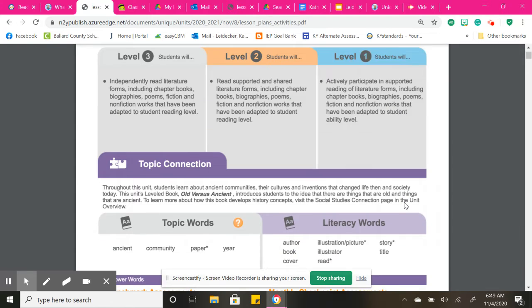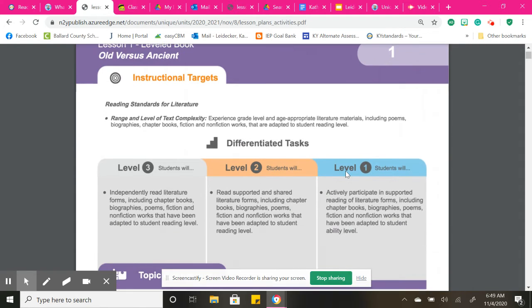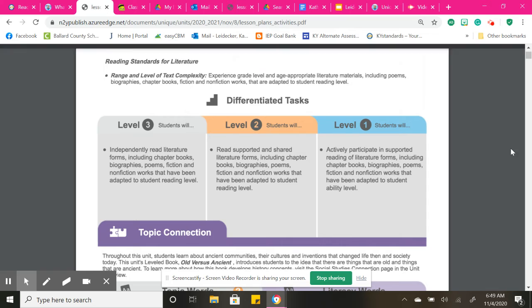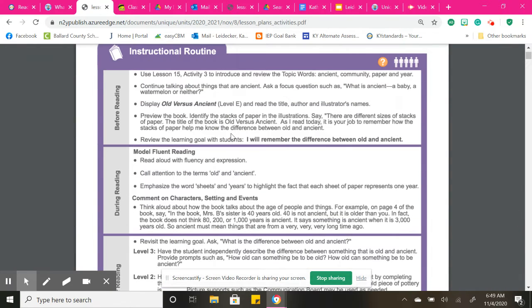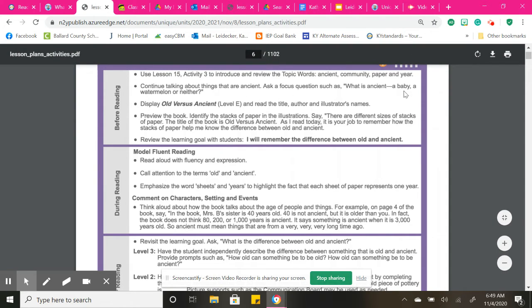So for today, you will be reading the Old versus Ancient. And I always like to have a focus question. So what is ancient? A baby or a watermelon or neither? So talking about the differences, the learning goal, I will remember the difference between old and ancient.